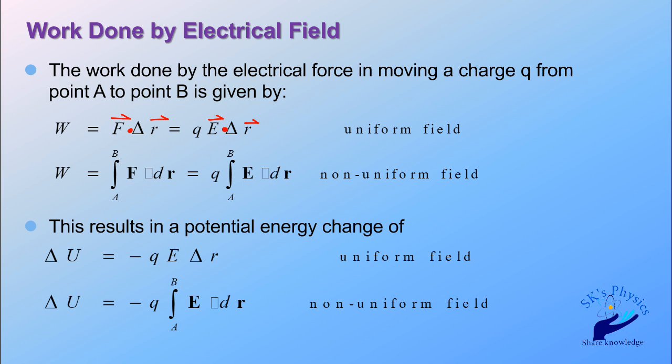delta U = -qE dot delta R in a uniform field, and delta U = -q integral from A to B of E dot dr in a non-uniform field. That means potential energy change is equal to minus the work done.